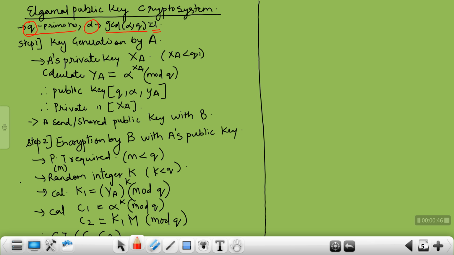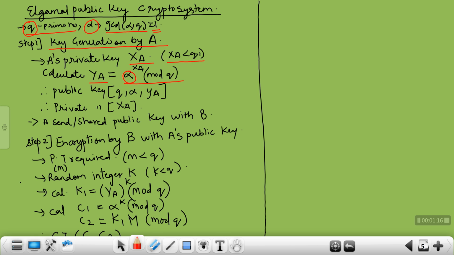In step number 1, let us see the key generation done by A. The private key will be named XA, the same way we have seen in the previous algorithm. So A will choose a private key XA such that XA is less than q minus 1, and using that private key he generates the public key YA, with the same formula that we used in the previous algorithm. So YA will be nothing but alpha raised to XA.